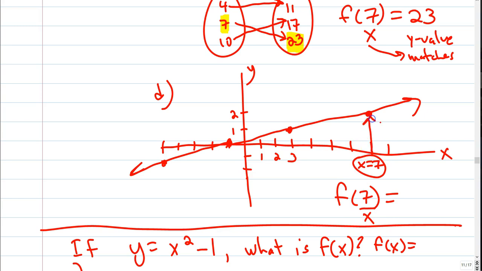Go up to that point, and it has a y value of 2. That is the y. F of 7 here is 2. How do I know? That point right there is (7, 2). The 7 is the x, the 2 is the y value, or the f of x.